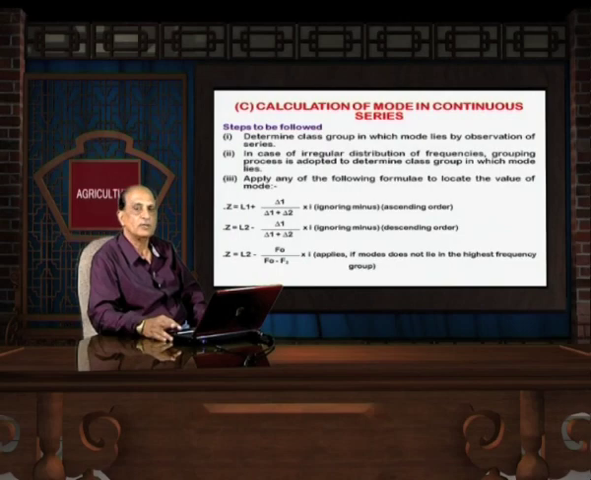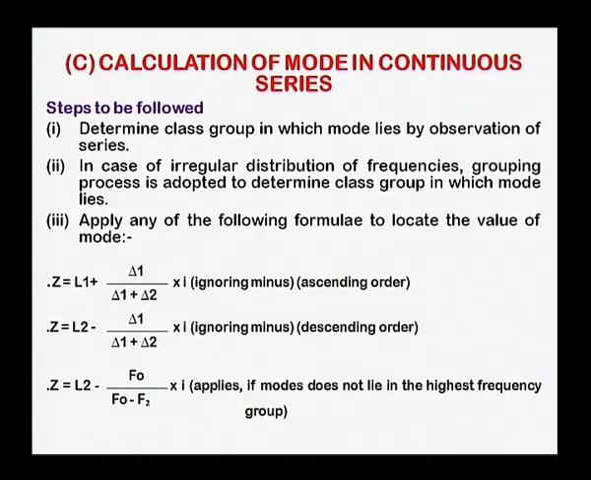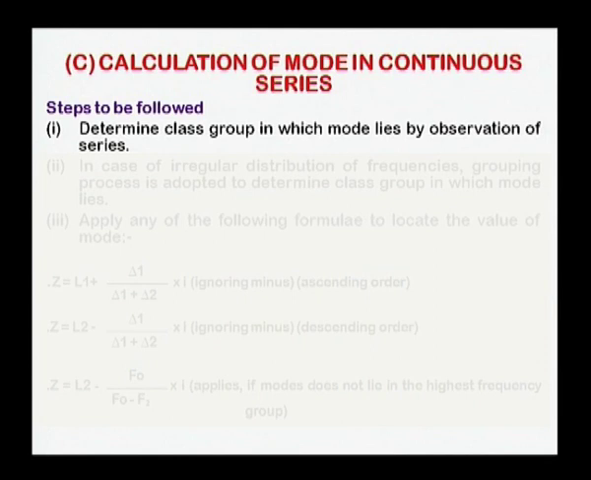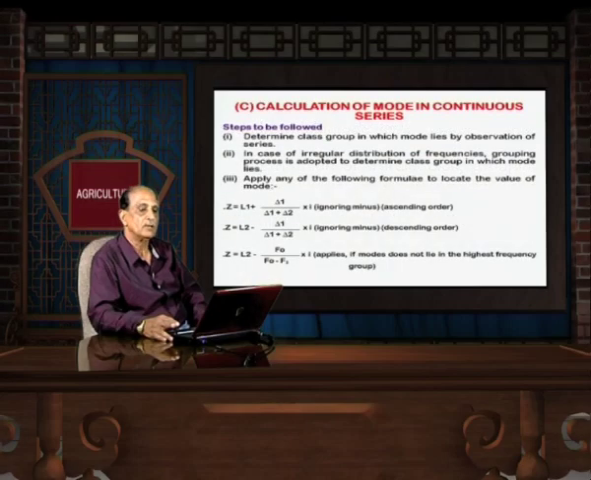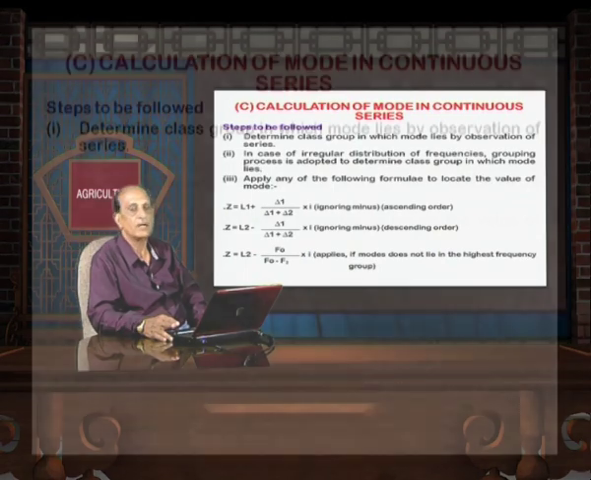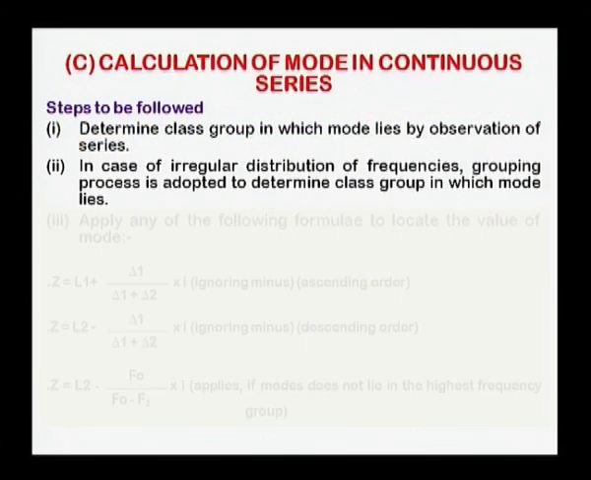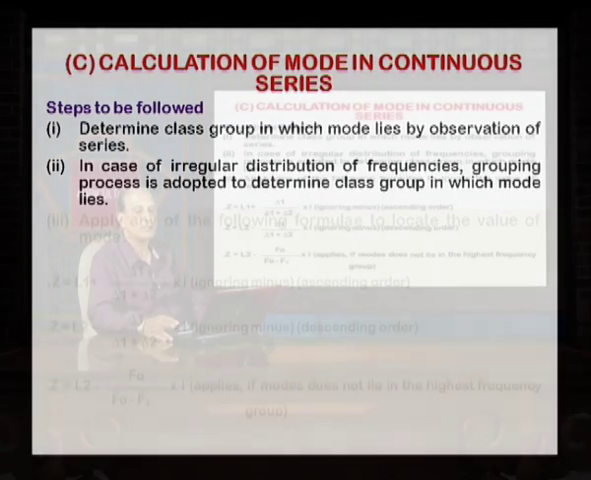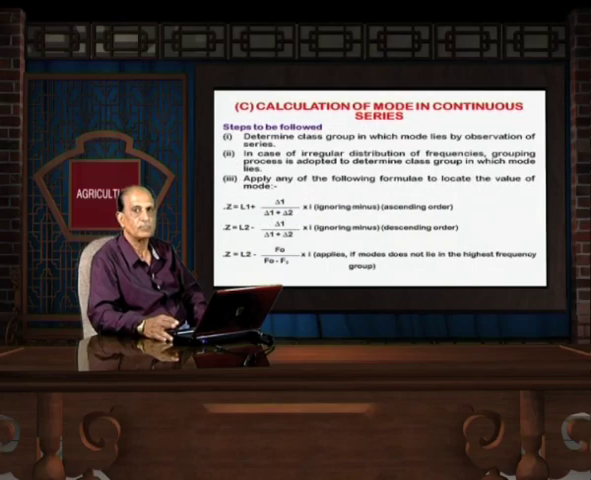Now, first of all, I would like to discuss a problem which is based on determination of mode in respect of continuous series. In order to determine mode in respect of continuous series, some steps are required to be followed. The first is to determine the class group in which the mode lies by observation of the series. If we closely observe the class groups, then we can locate the class interval in which the mode lies. After that, in case of irregular distribution of frequency, the grouping process is adopted to determine the class group in which the mode lies. This is adopted only when the observation of the class group is not possible.